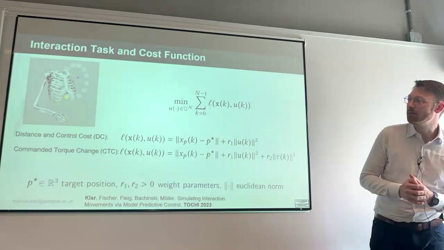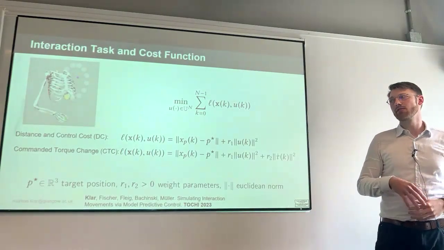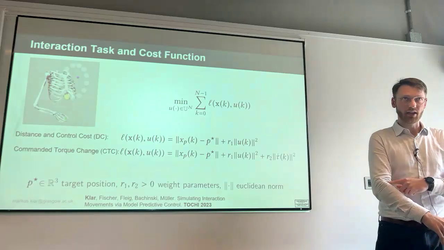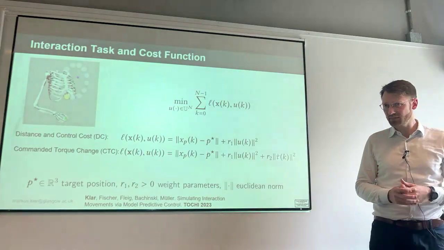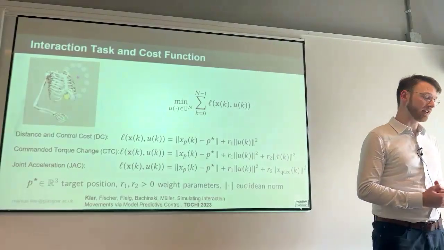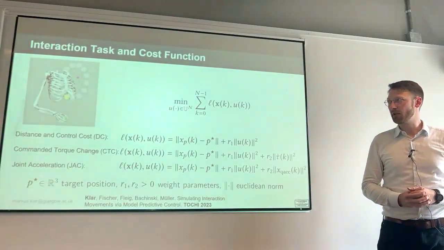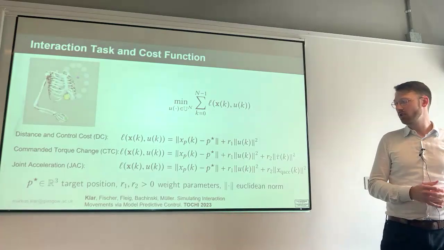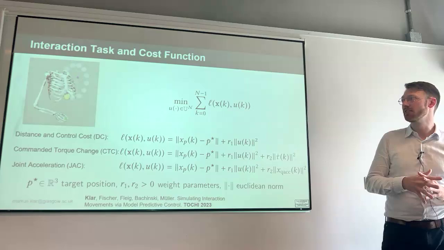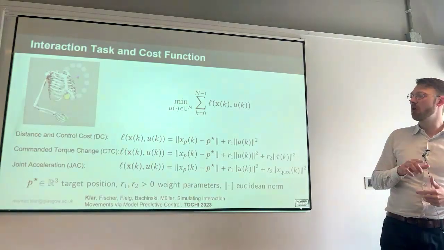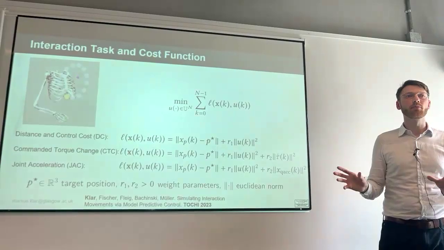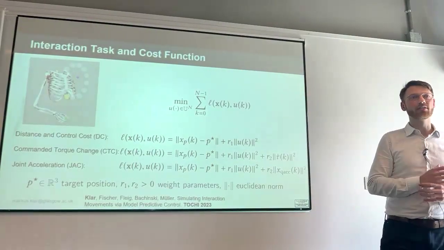Then we added a second term to that, or a third term to that, that is well known from motor control theory, that is commanded torque change. This also penalizes the torque that is directly coming from the activation. So any torque that is just coming from gravity is not included. And the last function that we evaluated was joint acceleration. So instead of this commanded torque change, we have the combined joint accelerations in all the joints as another penalization term. Now you might have noticed these R1 and R2 parameters. These are weight parameters that define the trade-off between those terms. And it's quite important to choose these correctly.